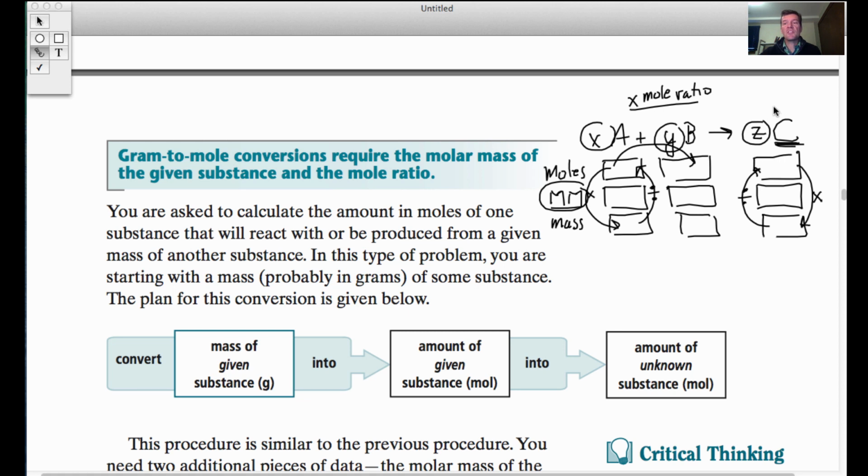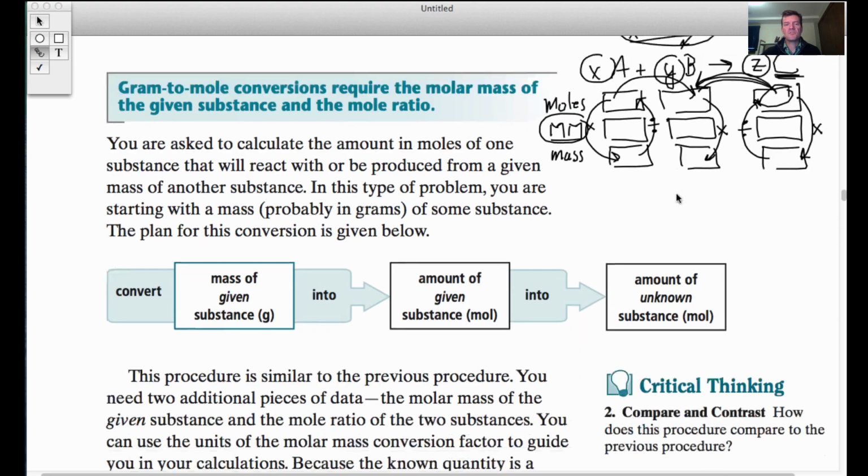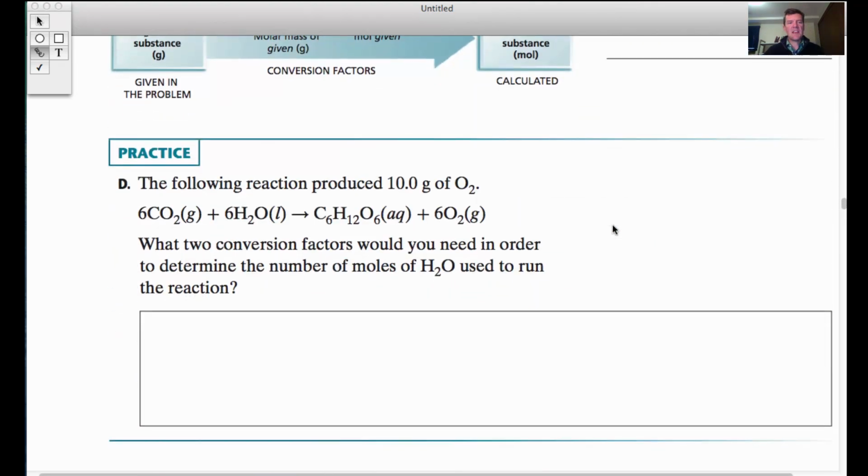If I want to go from this column, if I want to go from C to B, you can only do that using mole ratios. So I'd have to multiply by the correct mole ratio. If I want to go from C to B, I have to find out the number of moles of C. Then I can go over here to B, find the moles of B. Then if I need to find the grams of B, I would have to multiply by the molar mass. Okay, so let me show you a couple examples here on how we can do this.